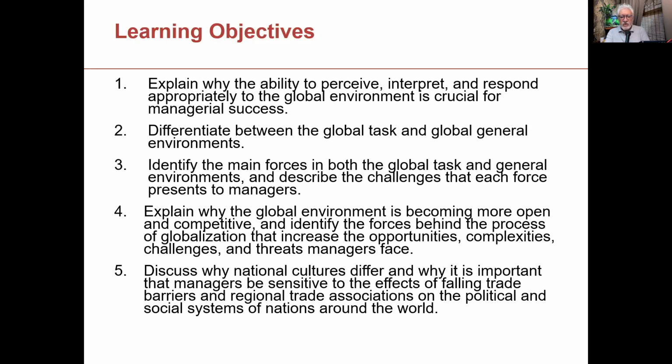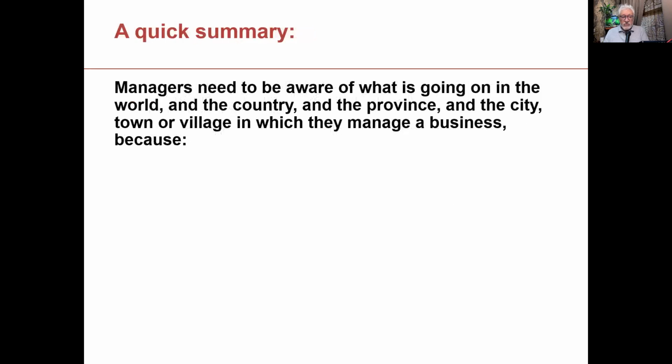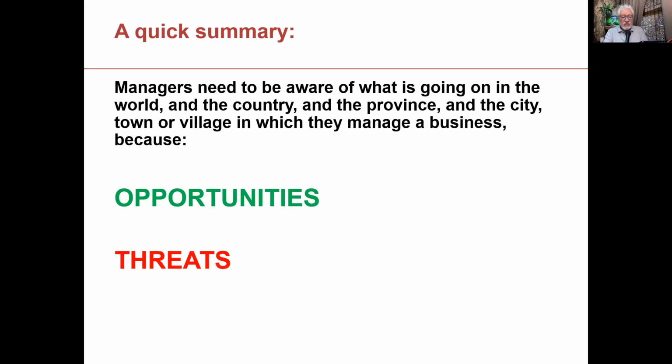So here's a quick summary. You need to know what's going on around you if you're managing anything. And knowing what's going on around you is something which we then divide into 2 subsets. There are opportunities and there are threats, nicely color coded. Green for opportunities, red for threats. We're saying threats are bad. You try to avoid them, and opportunities are great.